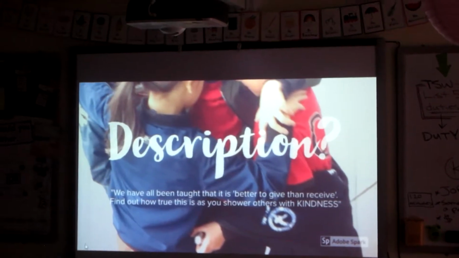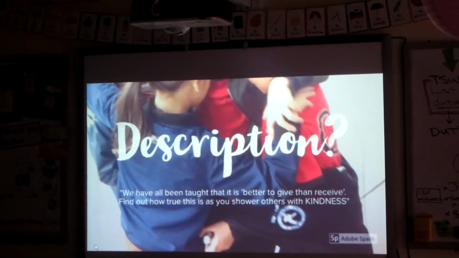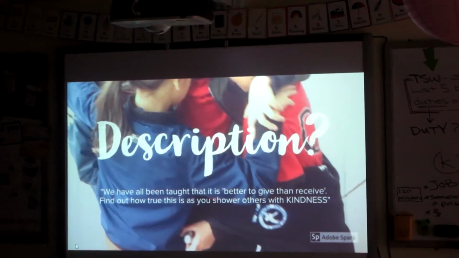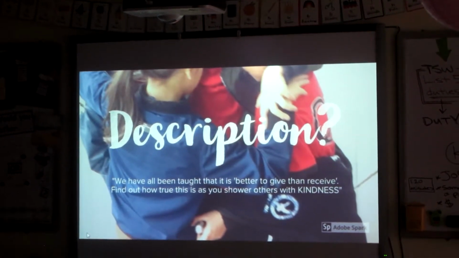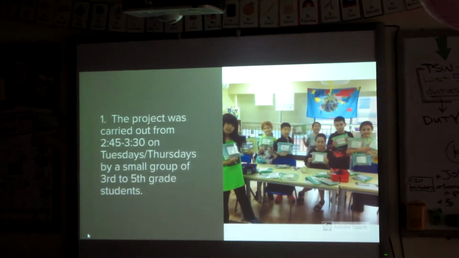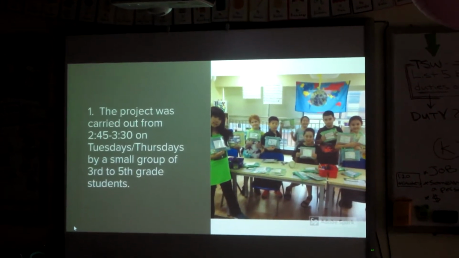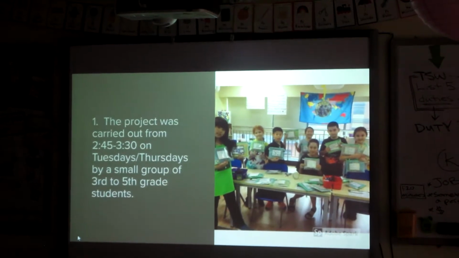The Happiness Project was offered as an 8-period activity listed underneath the following description. We have all been taught that it is better to give than receive. Find out how true this is as you shower others with kindness. The project was carried out from 2:45 to 3:30 on Tuesdays and Thursdays by a small group of 3rd and 5th grade students.